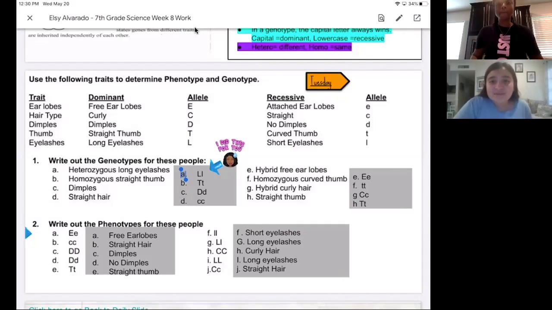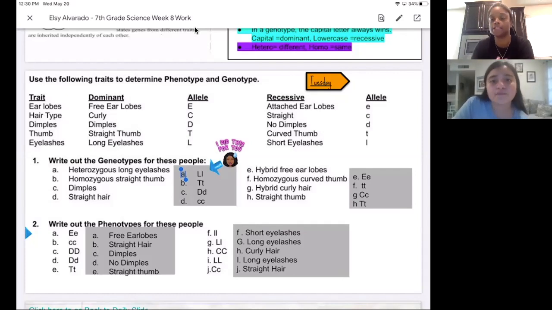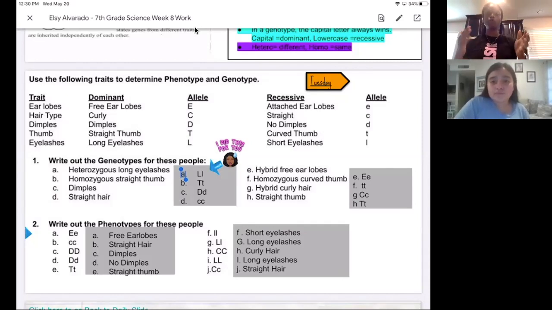All right, so going back to hybrid free earlobes. Hybrid just means, I don't know if you're into like Vampire Diaries or any of that kind of stuff. No. That was like a real hit a while ago. But anyways, hybrid is when you have a cross between two different things. So if I'm saying I have a cross between two different things, what kind of traits do you think that would have? Would it be more like heterozygous, more like homozygous recessive, or homozygous dominant?